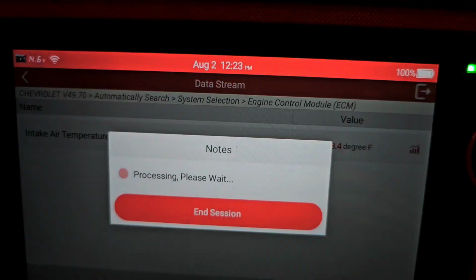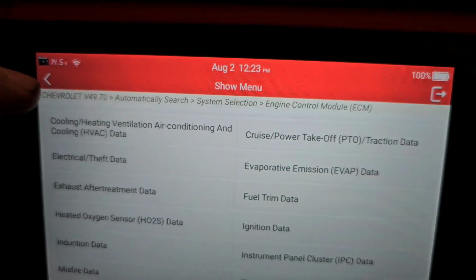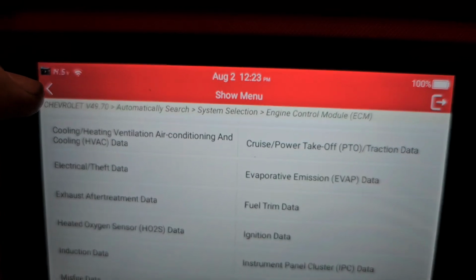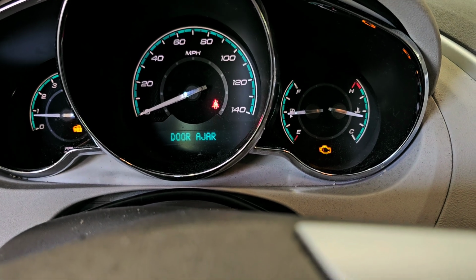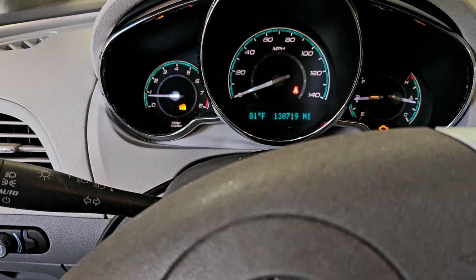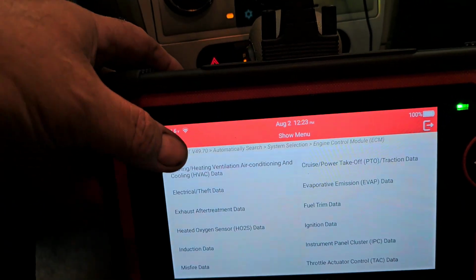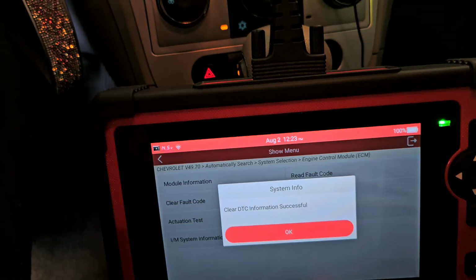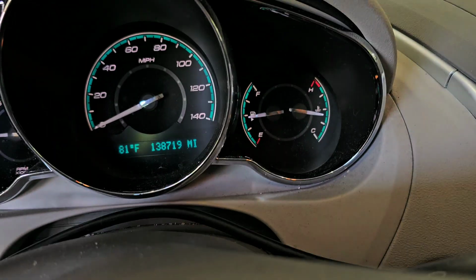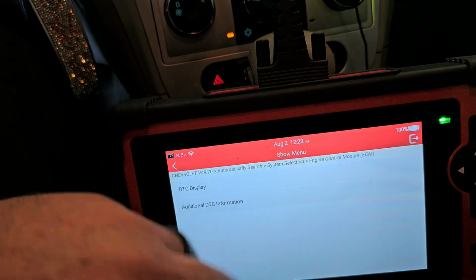Let's clear the codes and see what happens. I'm really thinking somebody went and checked the air filter and did that. Funny thing is, now the traction control light is no longer lit. So let me just see. Yeah, this thing's got 138,700 miles on it. Let's go back. Let's clear fault codes. Yes. It cleared. Okay, let's read fault codes.